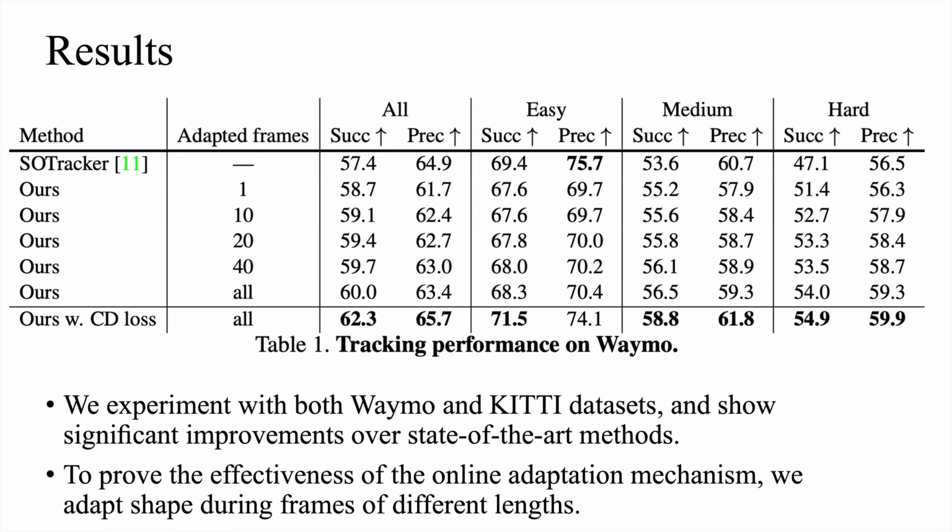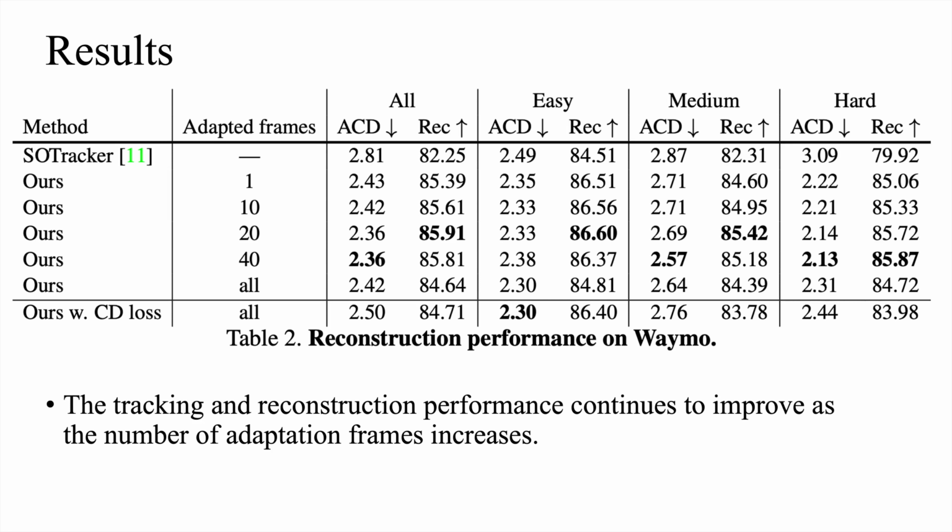Besides, to prove the effectiveness of the online adaptation mechanism, we adapt shape during frames of different lengths. It means we only adapt shape during the first n frames, and then we fix the shape code and use this shape code for all subsequent frames. Table 2 shows the reconstruction performance on Waymo. We can conclude from table 1 and table 2 that the tracking and the reconstruction performance continue to improve as the number of adaptation frames increases.